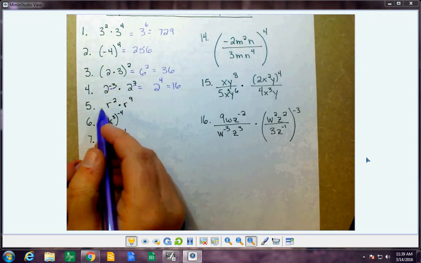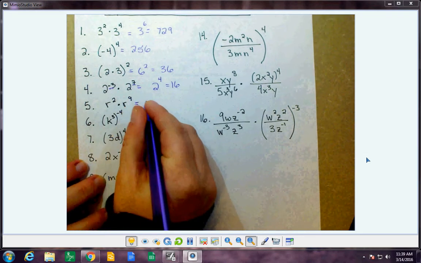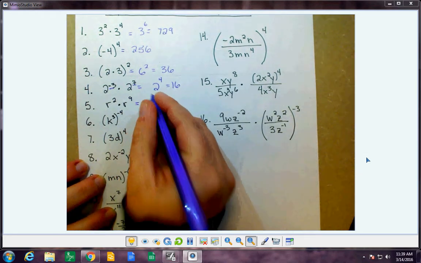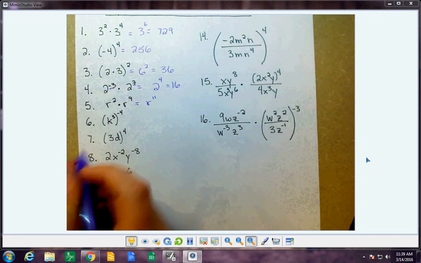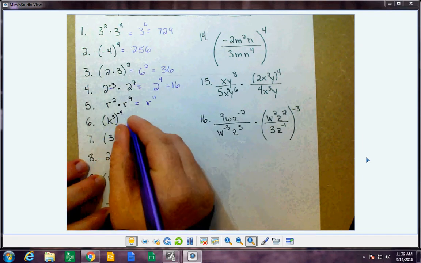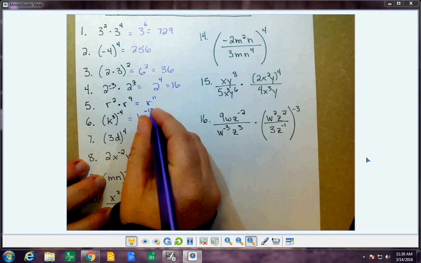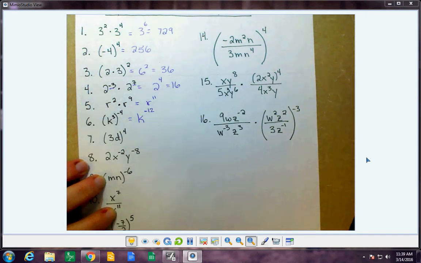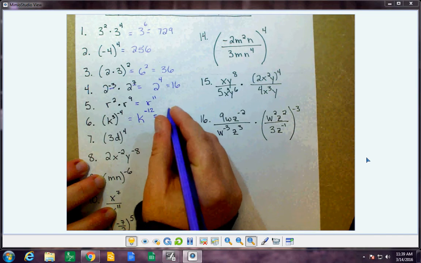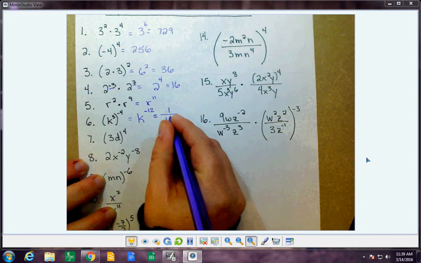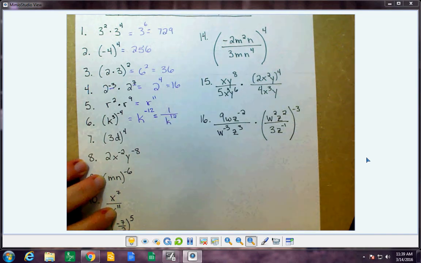Okay, the r's are the same number, so that means I add exponents. 9 plus 2, r to the 11th. When you have a power to power, you multiply. So 3 times -4 is -12. And you can't have a negative when you're done solving, so I have to put that in a fraction, and that 12 becomes positive when I move it to the other side of our fraction.